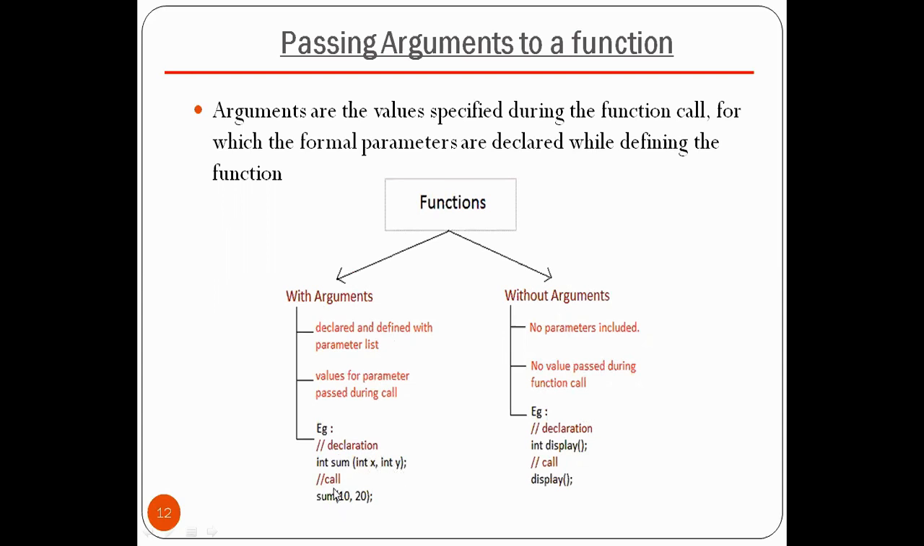And when we call the function with arguments, we will pass some values when we are calling the function. And for a function without arguments, there will be no parameters included while defining or declaring the function, and no values passed during the function call. You can see in the declaration, there is nothing inside the brackets, so there are no arguments. And when you are calling the function, you will not pass any value.